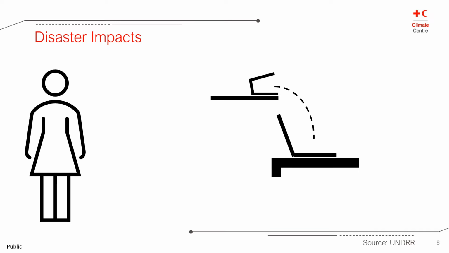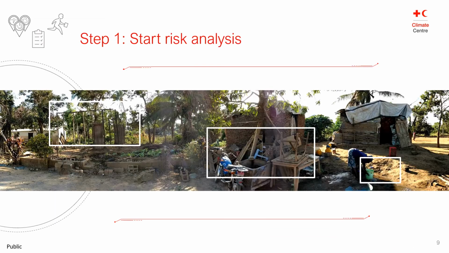Now, what is disaster impact? Disaster impact is basically the materialization of disaster risk. It is basically when a risk is materialized and transformed into an actual disaster.